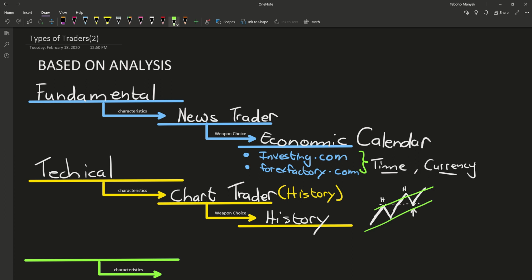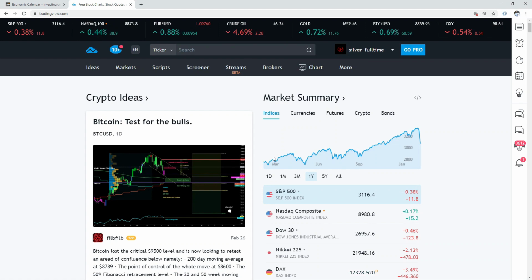And I would say a great website for this type of trader is tradingview.com, because they feed off charts. You need to see charts on a daily basis. So let me show you what type of charts I'm talking about. So let's get to tradingview.com. Bam. So this is tradingview.com.